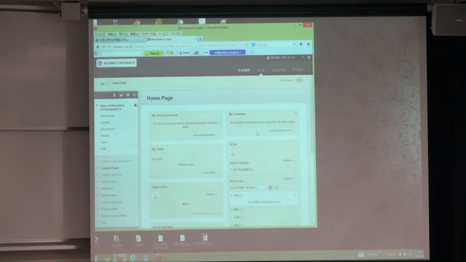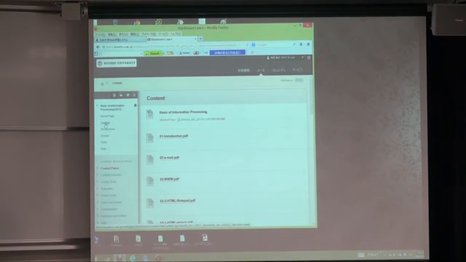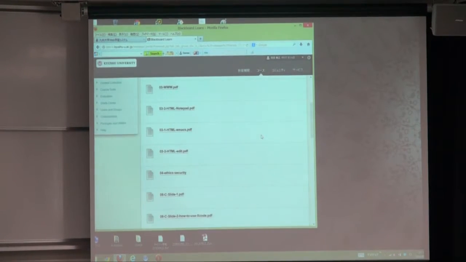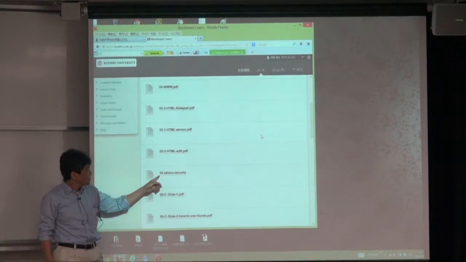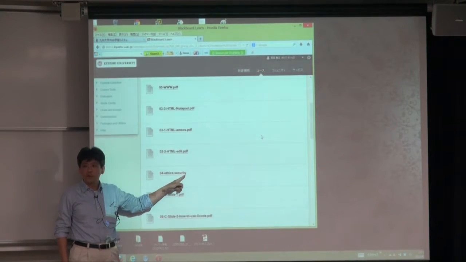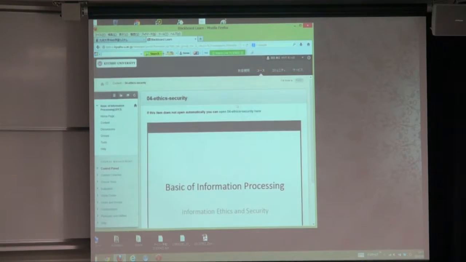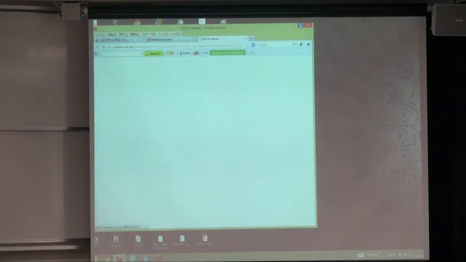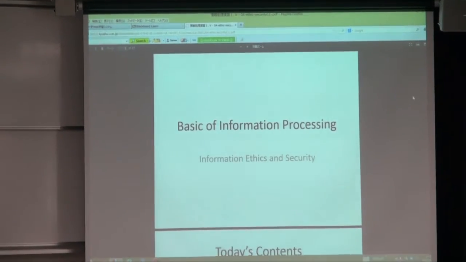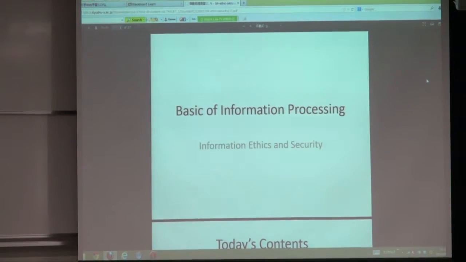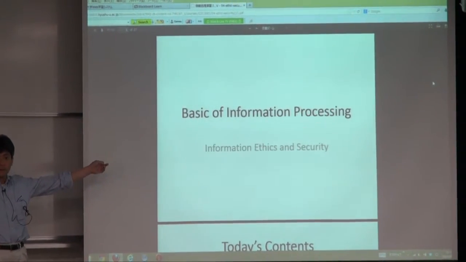And you can also find the actual contents by clicking the Contents tab. So today's material is the 04 Ethics and Security PDF. Please open this file. Okay, everybody open this content. Not yet?